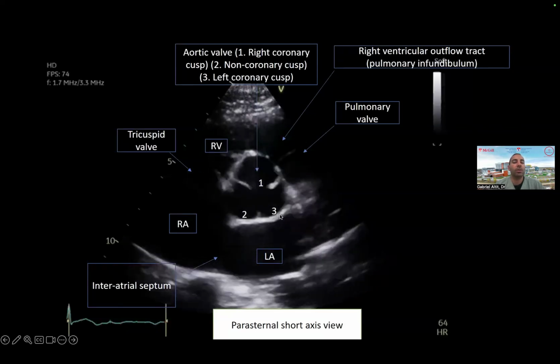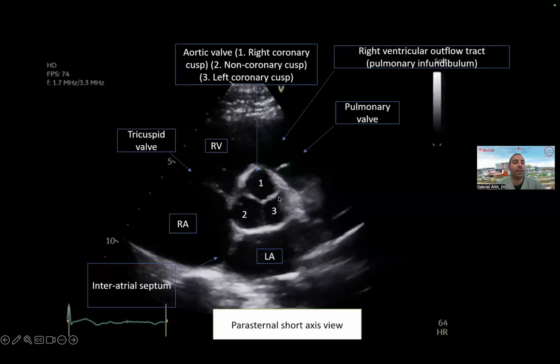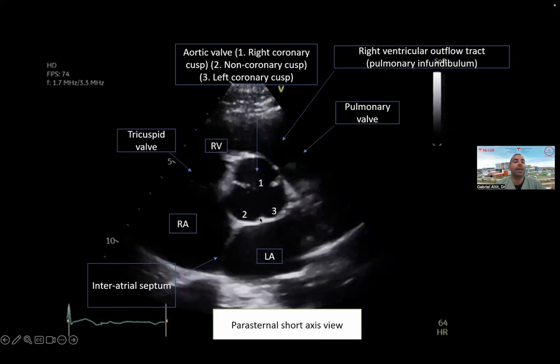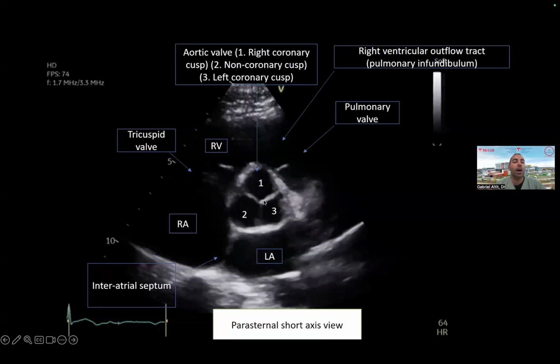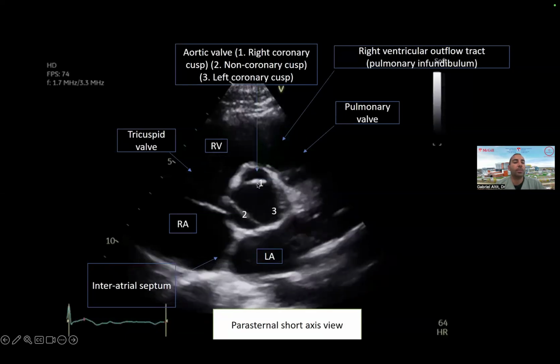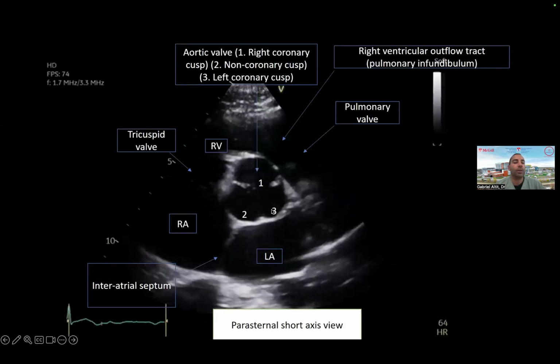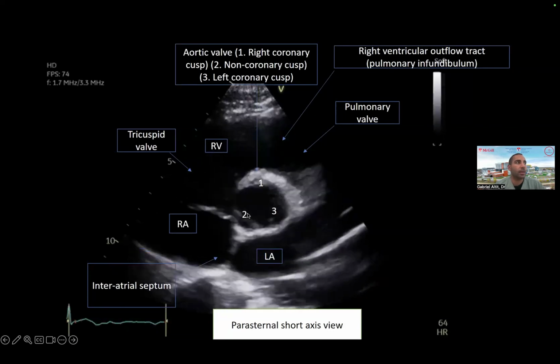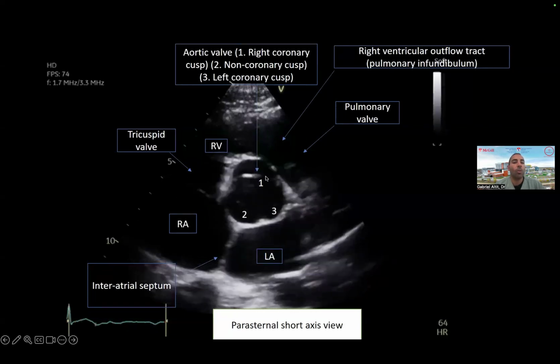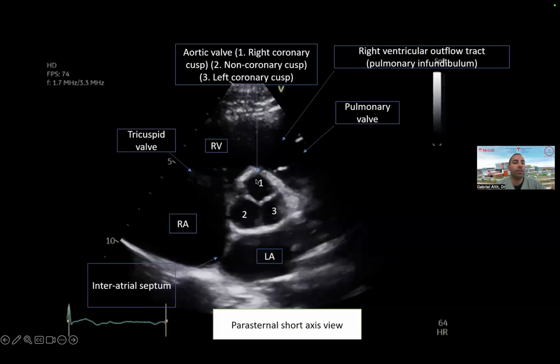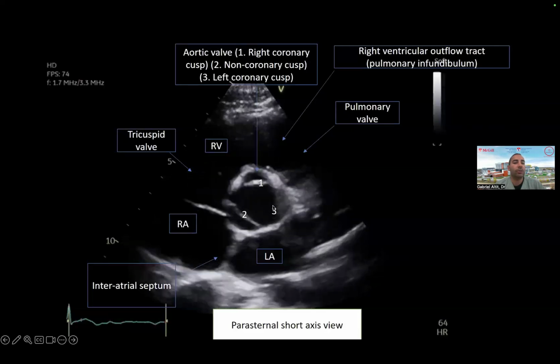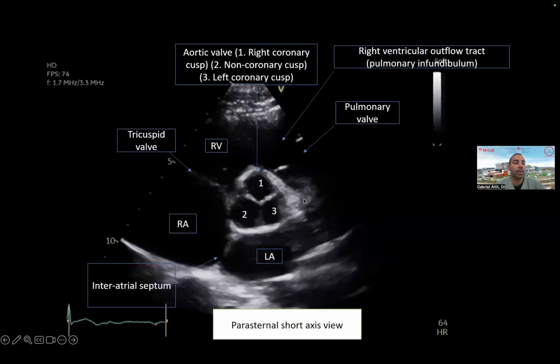Because when it's closed, most bicuspid aortic valves will look tri-leaflet because they have three cusps, but they often have a fusion of either the right coronary cusp and the non-coronary cusp, or the left coronary cusp and the non-coronary cusp. Those are the most common ones. Why do we call this the right coronary cusp? It's because the right coronary comes out of here, and the left coronary cusp because the left coronary comes out of here.